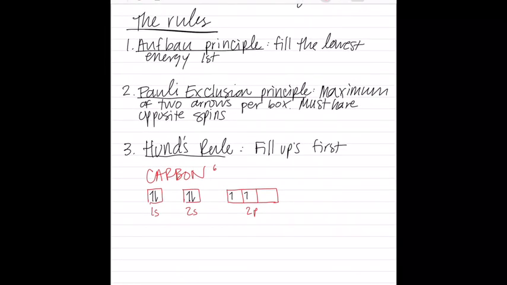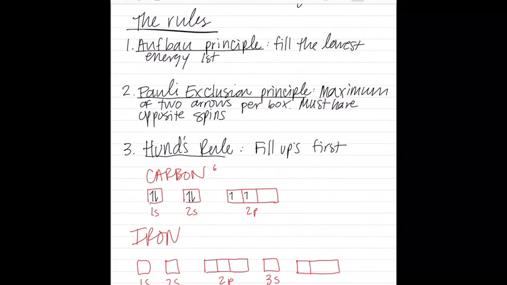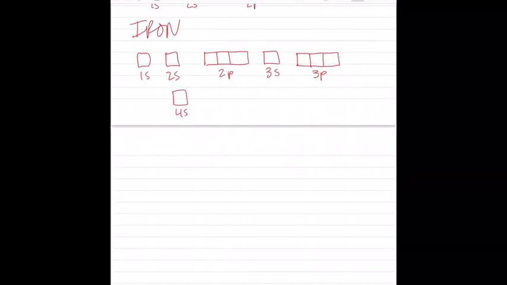All right, so let's do iron. So I'm going to go ahead and draw these boxes. So I've got 1s, 2s, I know these are terrible boxes, not 3s. It should be 2s. 2p, excuse me. 2p, 3s, 3p, 4s, and see, this is going to be 3d, and 3d has 5 boxes.